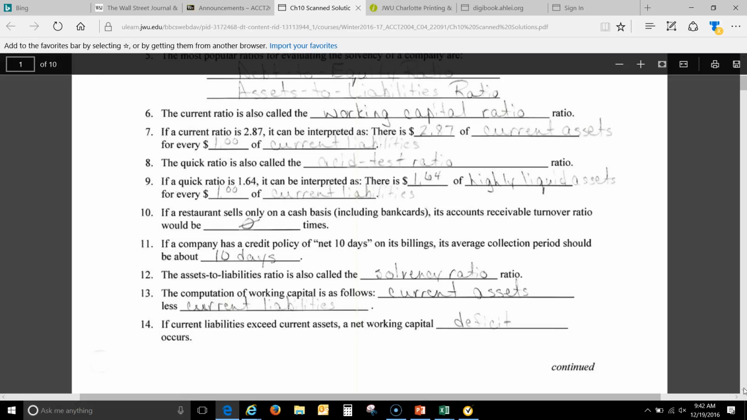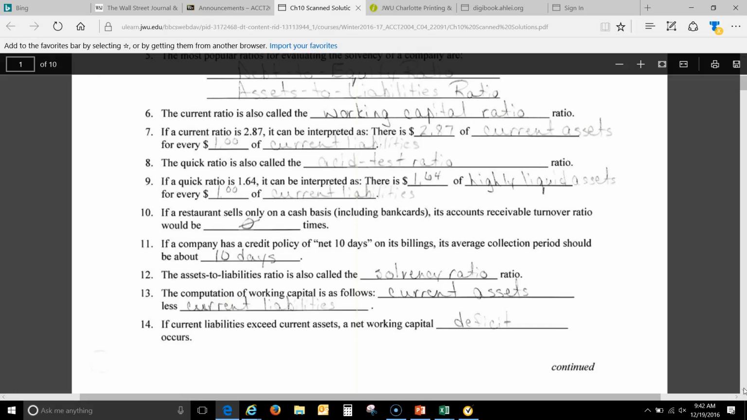The quick ratio is also called the blank ratio. Acid test ratio. Good. Number 9, if a quick ratio is 1.64, it can be interpreted as there are blank of blank for every blank of blank. Again, it's just like number 7.